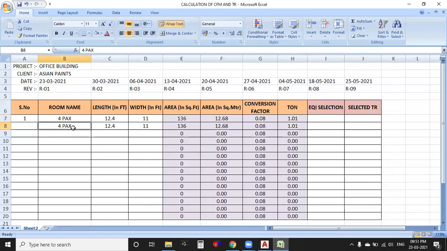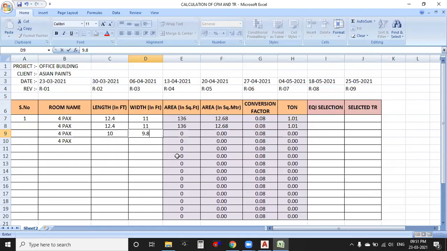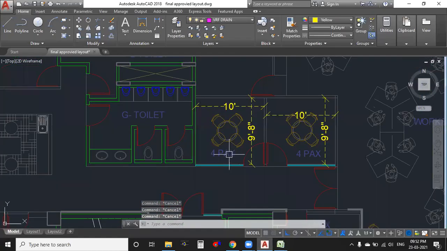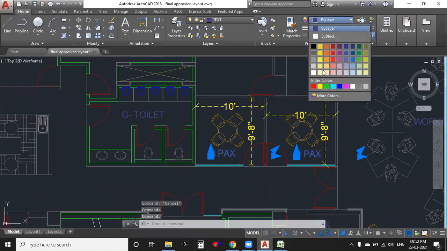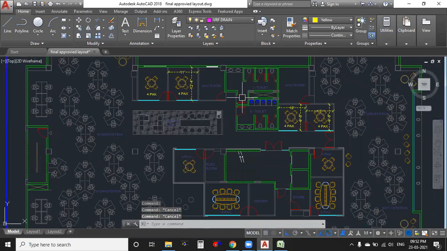So I am going here, Control C for these 2. Whatever sizes I am getting, 10, 9.8, 9.8. See, if I give 9.8, automatically my values came again. Again, I am copying both of these, Control C to Control V. After that, I am going to change this color to yellow. So this is for your reference, whatever we have done.